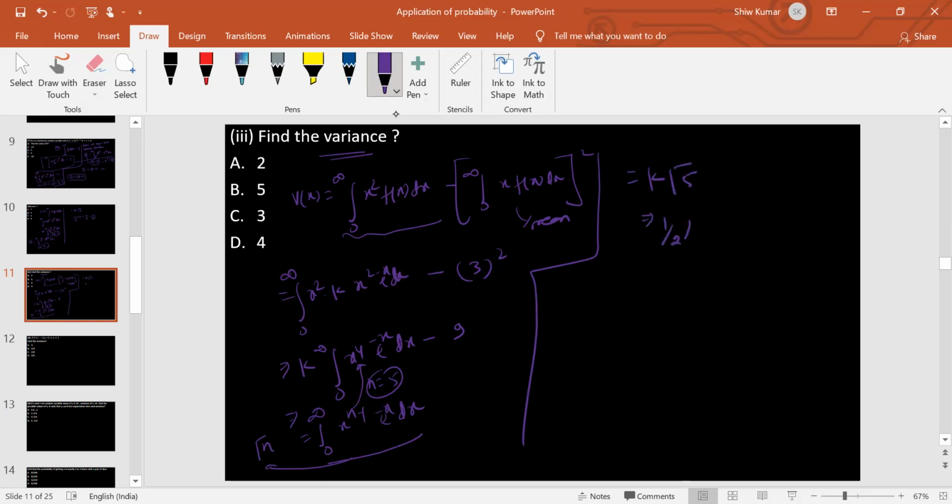And the k value we know is 1 by 2, and gamma of 5 is given as 4 factorial, and 4 factorial is 24, divided by 2, it's 12. So I got the value of this one as 12. Then you need to do 12 minus 9, it's 3. So the variance of this question is also 3. So the right option is 3. Here we can say the deviation from the mean is 0.